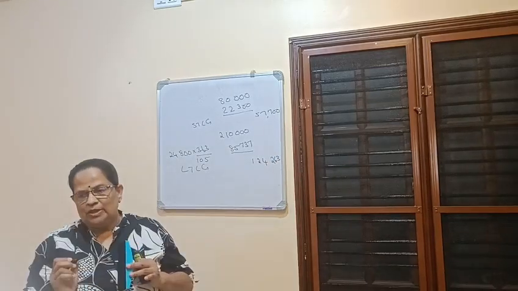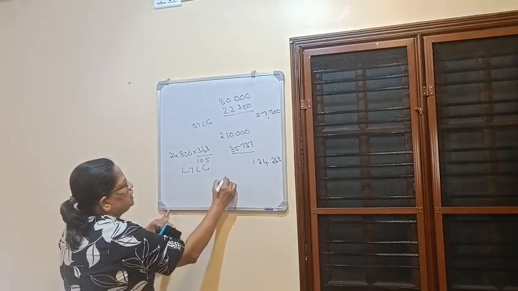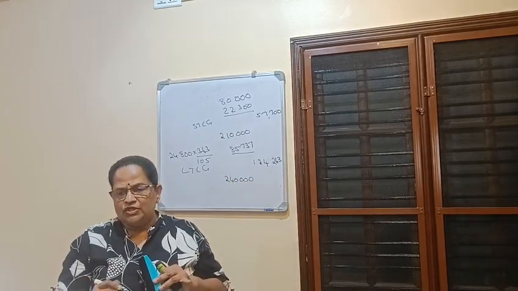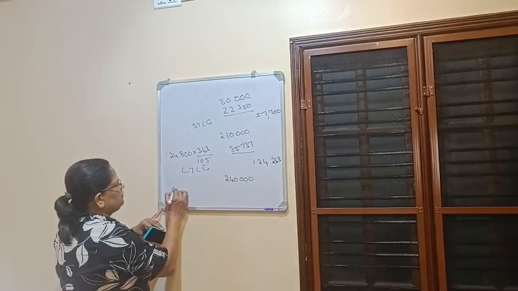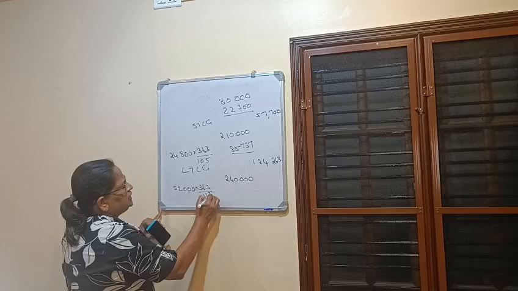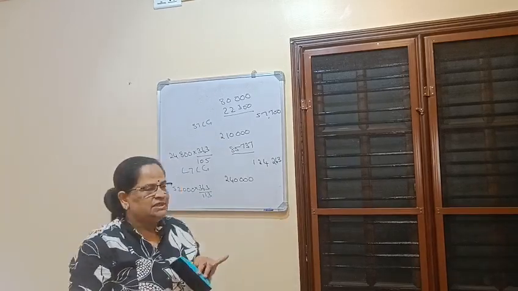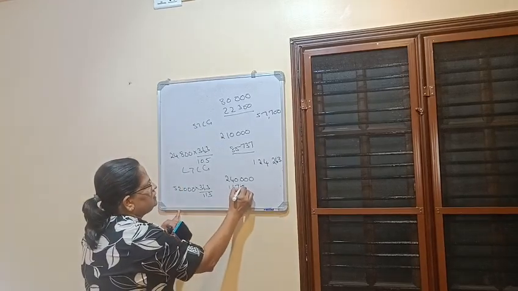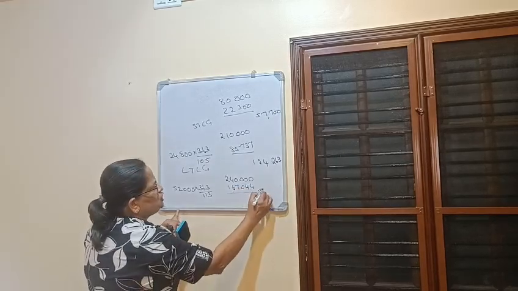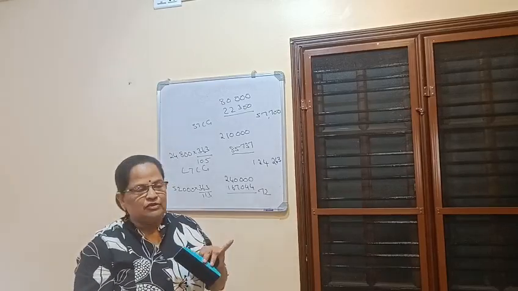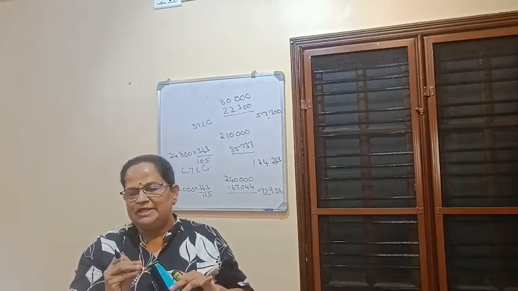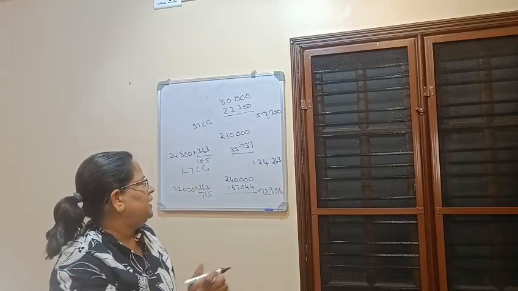Next, he has jewelry. The third one, jewelry, he sold for 2,40,000. Now the indexed cost of acquisition is 52,000 into 363 divided by 113. So the value is 1,67,044. So the long-term capital gain is 72,956.